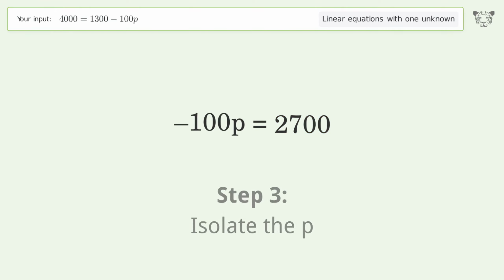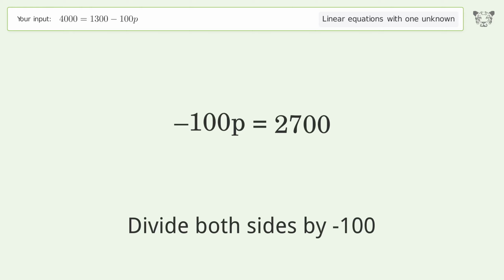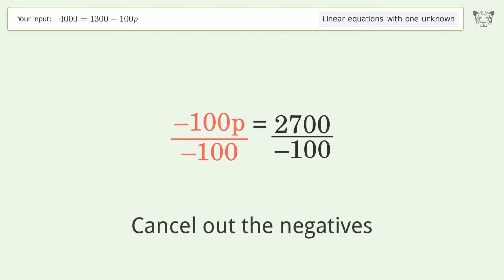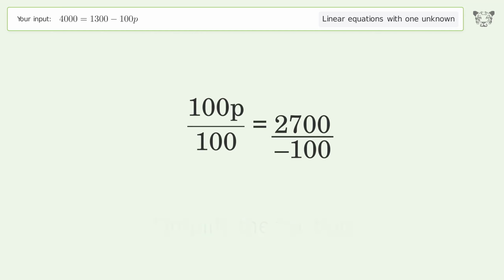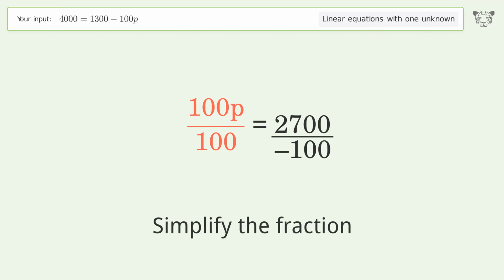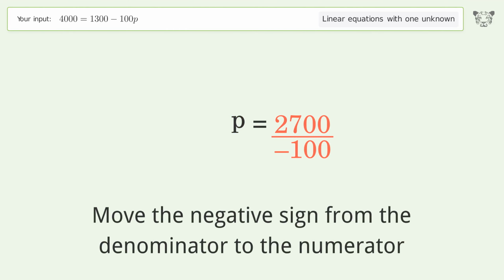Isolate the p. Divide both sides by -100. Cancel out the negatives. Simplify the fraction. Move the negative sign from the denominator to the numerator.